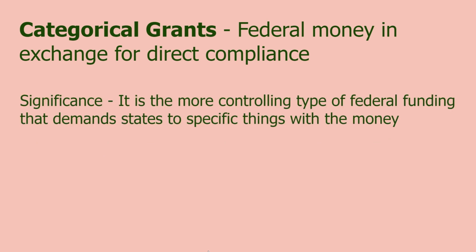It is the more controlling type of federal funding that demands states to do specific things with the money. So the federal government will fund state programs, but the states have to do exactly what the federal government says they need to do with the money.